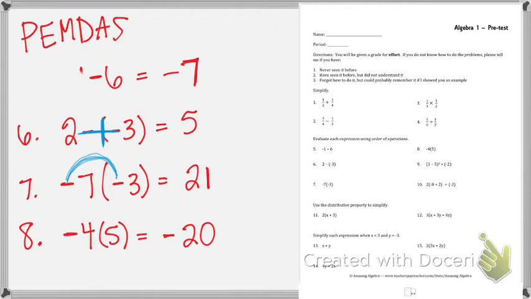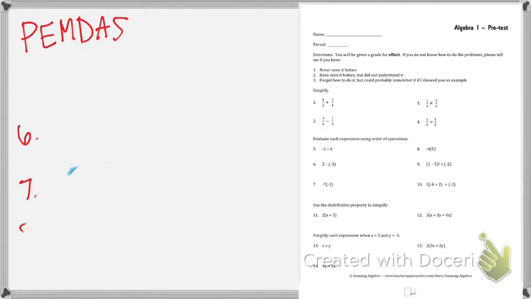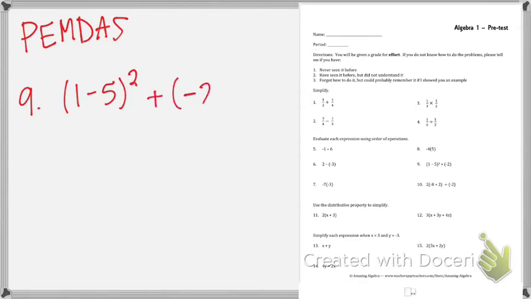Now, 9 through 12 are a little bit harder. So number 9 says 1 minus 5 squared plus -2. So our order of operations tells us to do parentheses first. So we're going to simplify. So 1 minus 5 is -4. And we're going to bring down everything that we have not used.